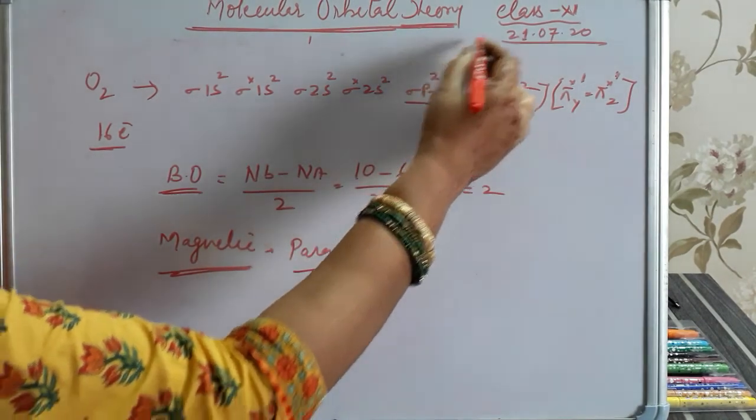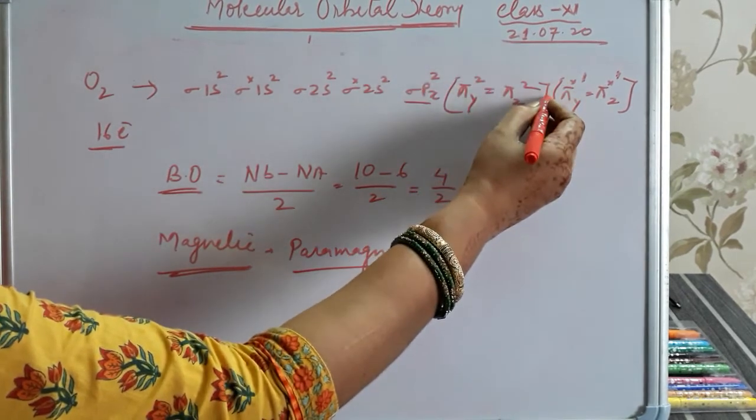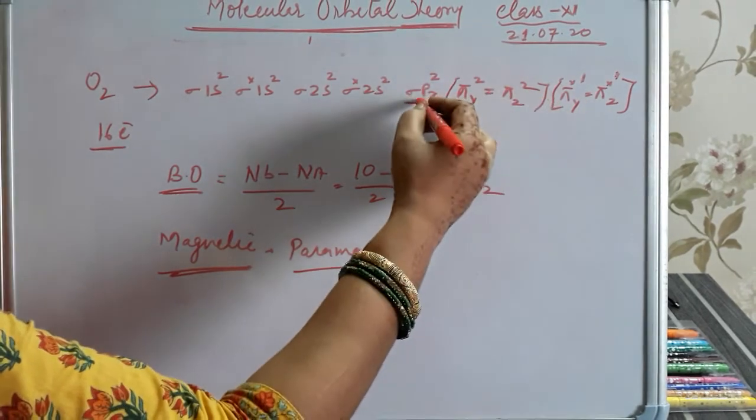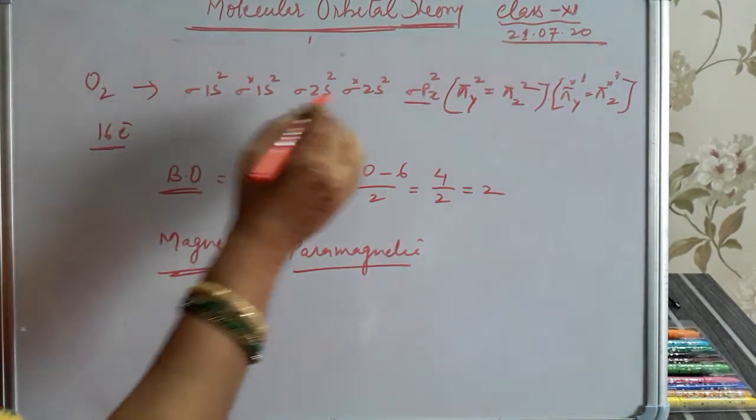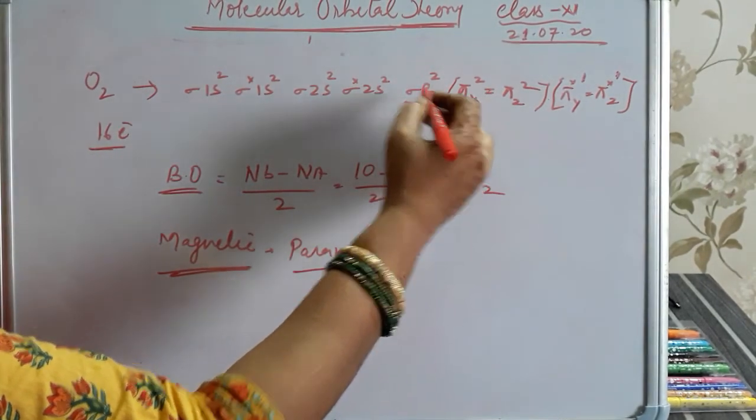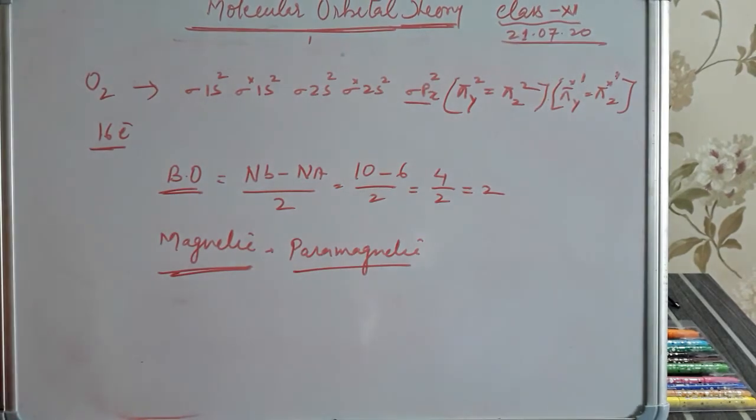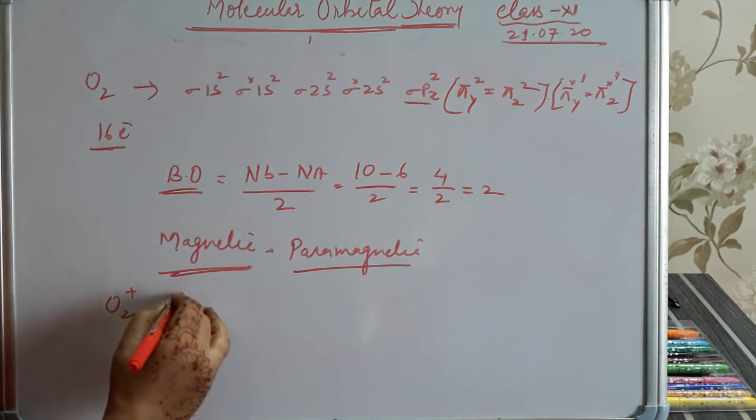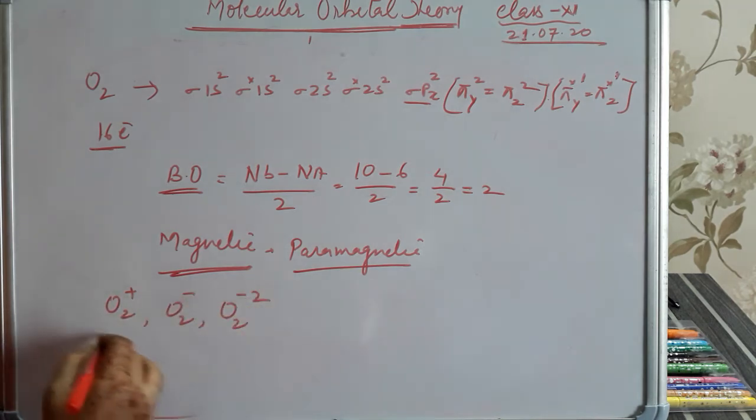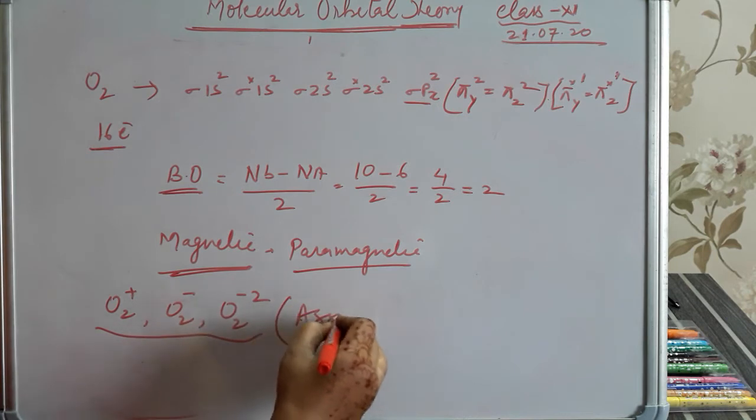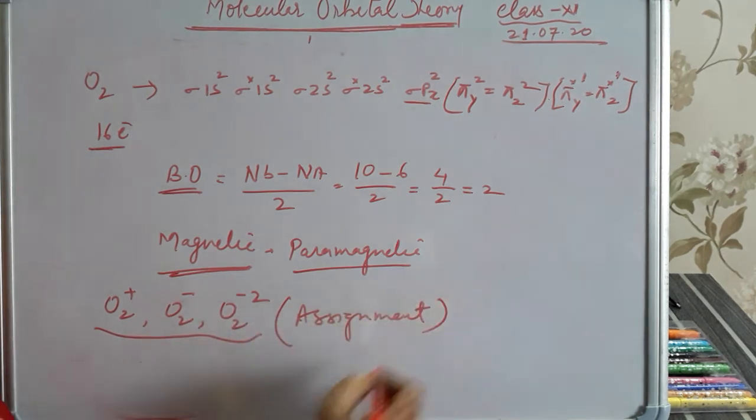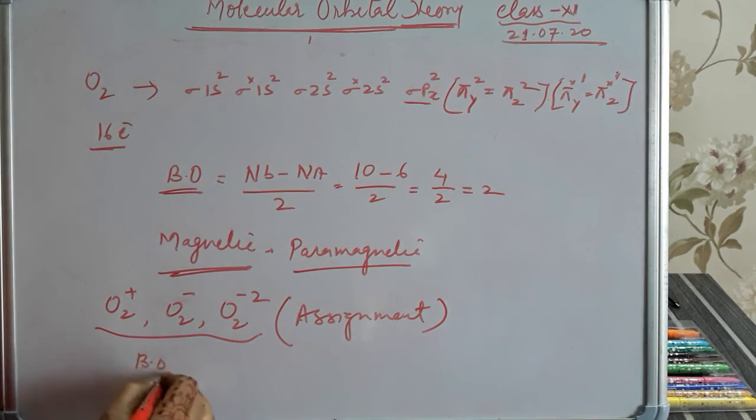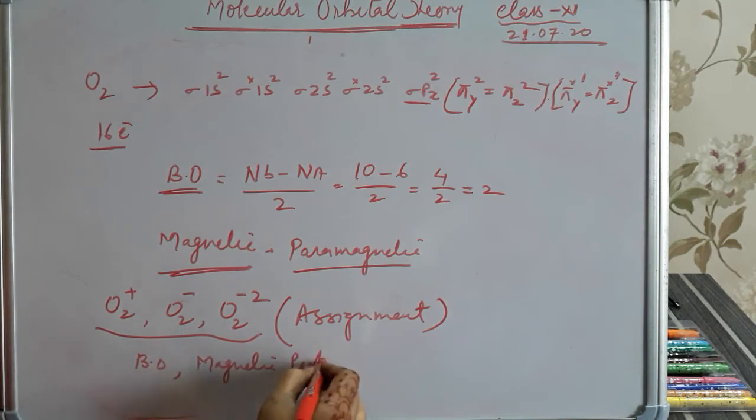So in case of oxygen, fluorine, neon, this orbital comes first, and except oxygen, fluorine, neon, this orbital comes first, and it goes between these. Here will be the place of this orbital. But in case of oxygen, fluorine, neon, you will fill the electrons in this sigma 2px orbital first. So find out for O2 plus, O2 minus and O2 2 minus the bond order and their magnetic properties. This is an assignment.